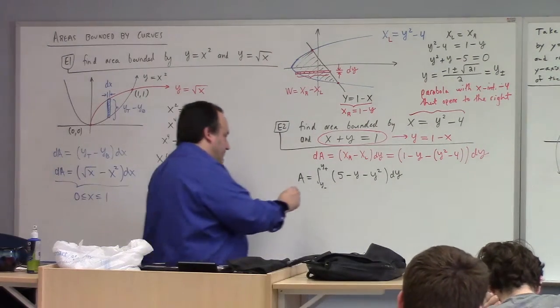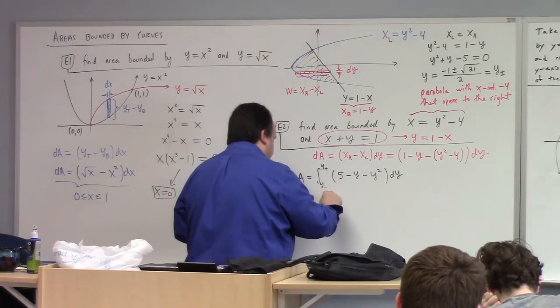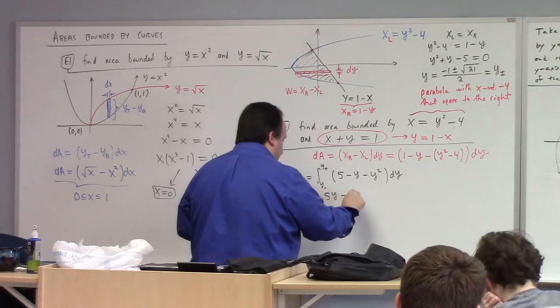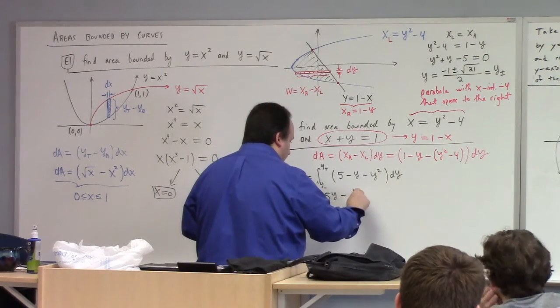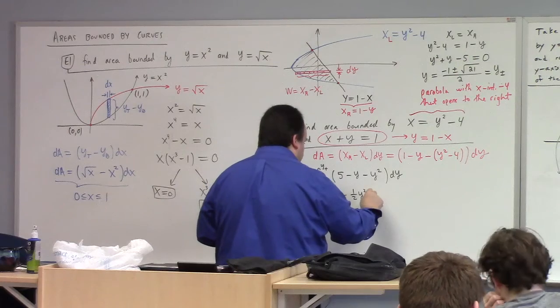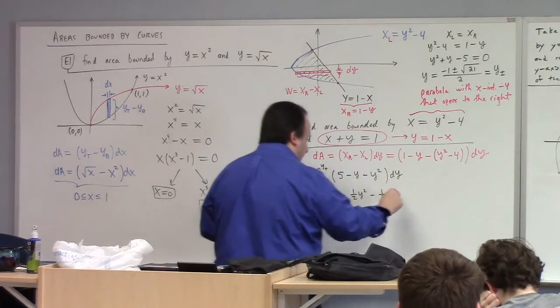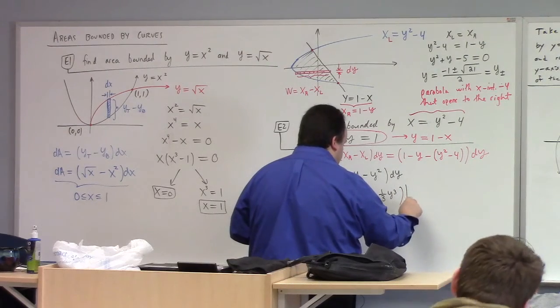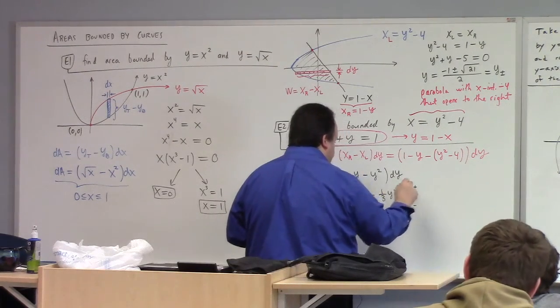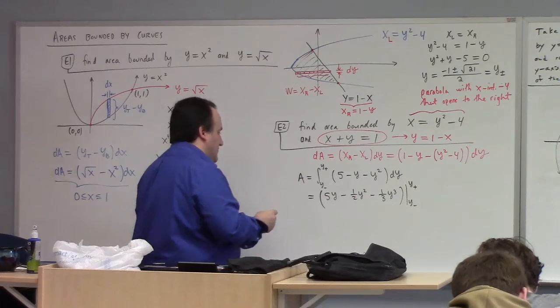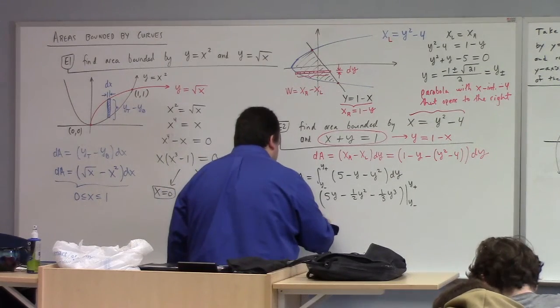So we do the integral. We've got ourselves 5y minus 1/2 y squared minus 1/3 y cubed, evaluated from y minus to y plus, which is, oh, it's kind of ugly.